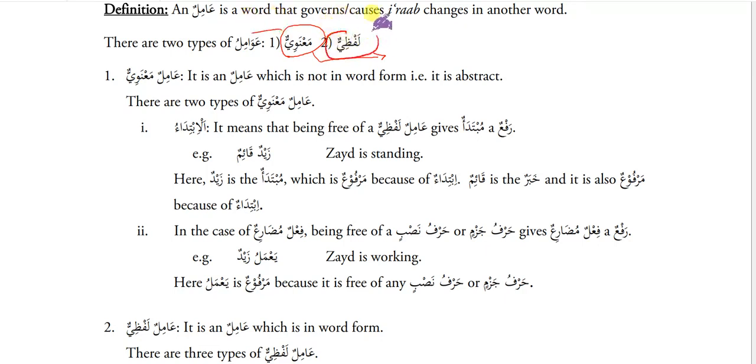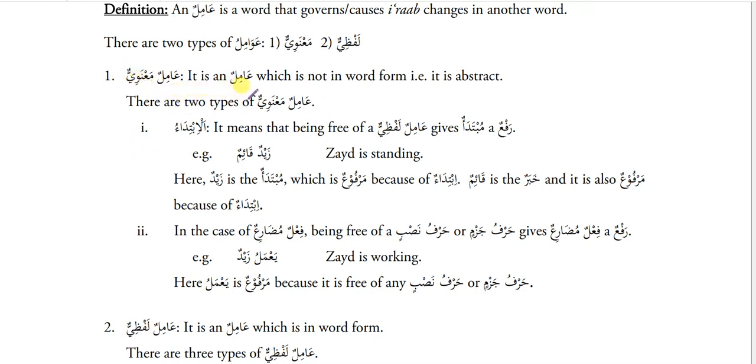Another one is Amilun Lafziyun. Amilun Lafziyun means those types of Amil which are visible in the sentence, and we understand and can see that this word is the reason behind the Zamma, Fatha or Kasra on the next word.